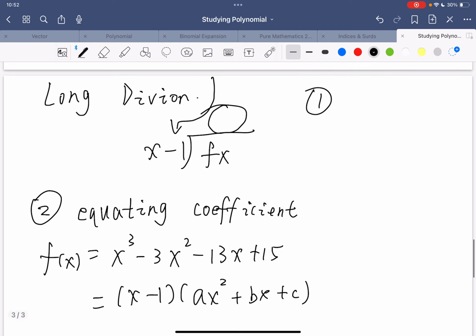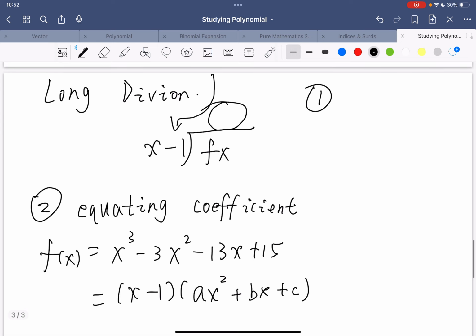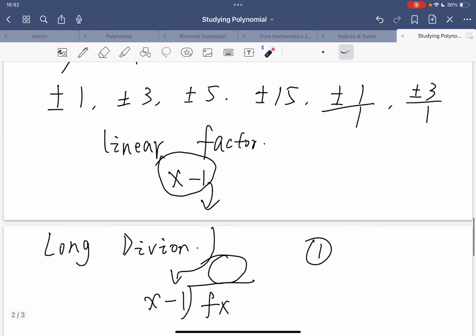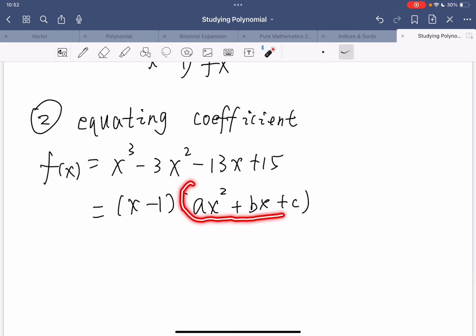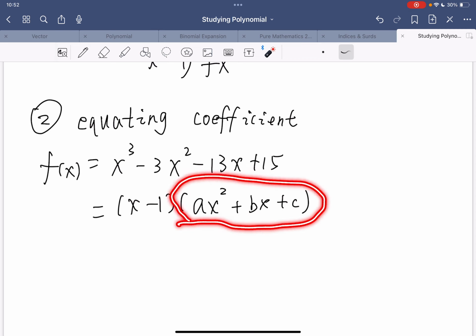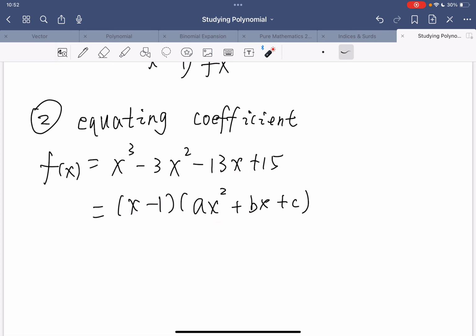What am I doing right now? We already know x minus 1 is a factor, right? So the other factor has to be a quadratic expression. Then we write the common quadratic expression here, and do not forget to write down the coefficients a and b, and the constant term c.